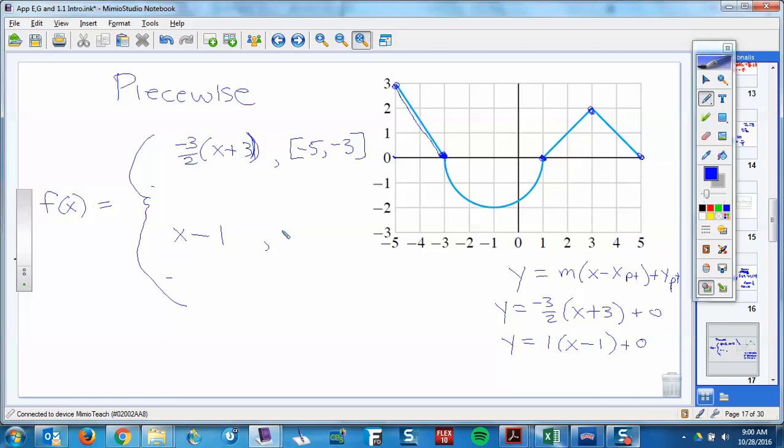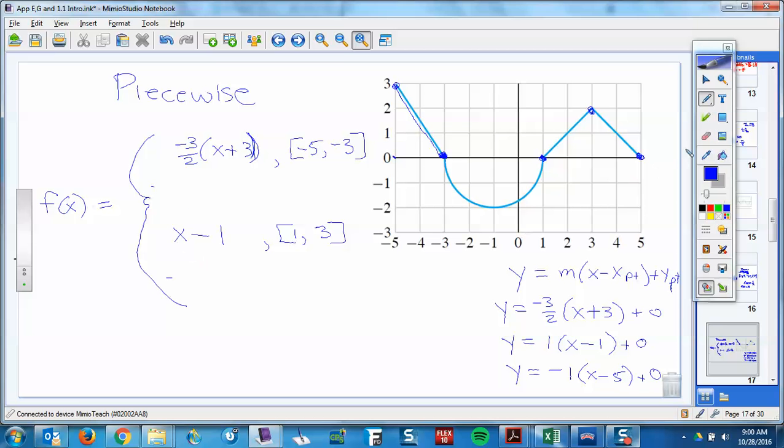And then that goes from where to where? 1, 2, 3. Okay? And then let's do that last piece of line. That'd be y equals, what's that slope? Negative 1. And then I got the point, what, 5, 0? So x minus 5 plus 0.